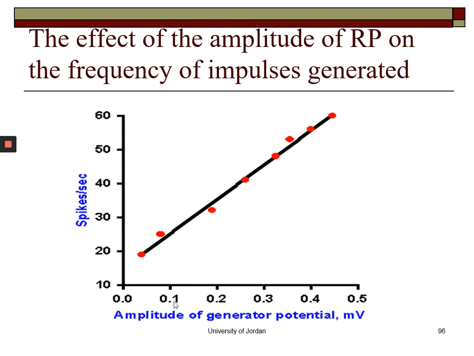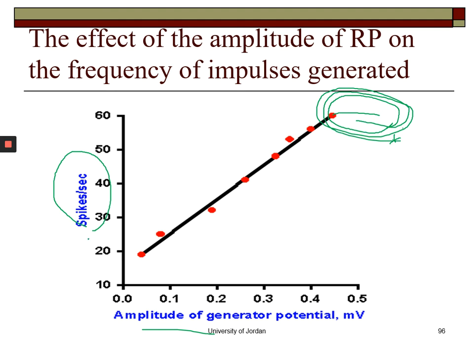Now, the more the amplitude of the generator potential, the more the spikes. The number of spikes is more when the amplitude is more. Now here, in the end, you reach a plateau, because as we said it does not stay linear. You reach a plateau because the amplitude stayed at plus 30. You're not going to be linear all through.